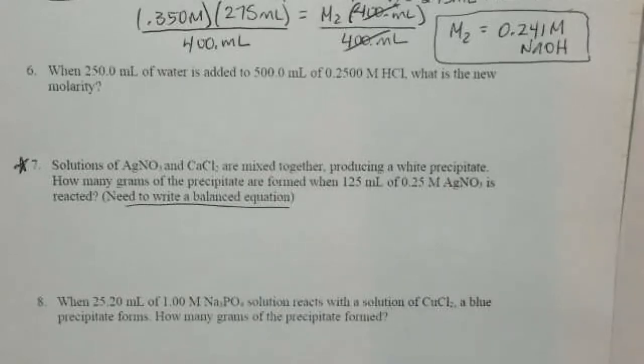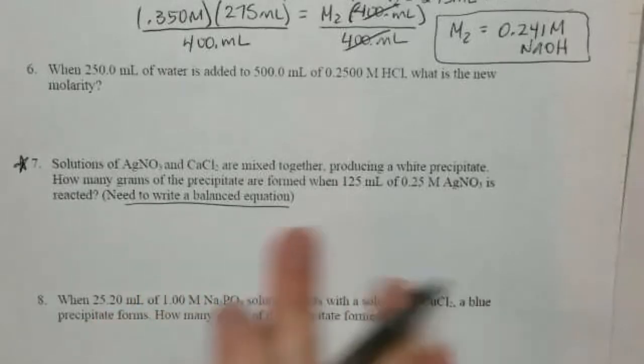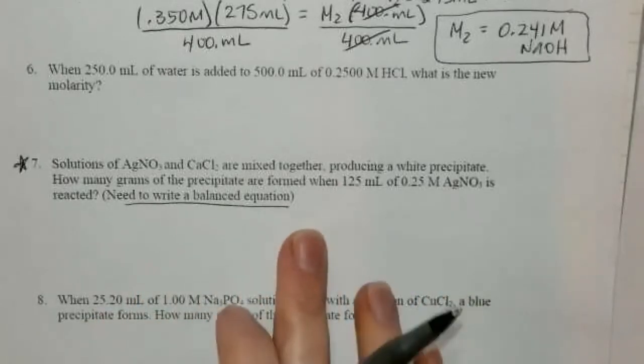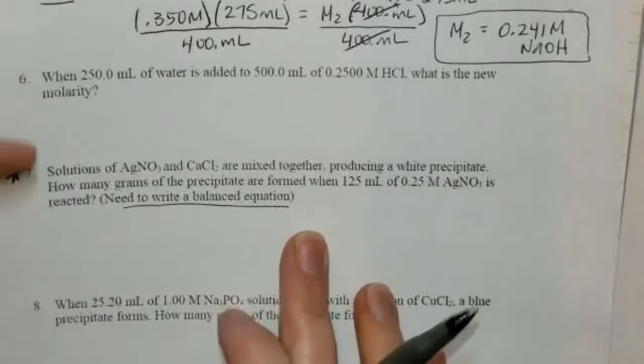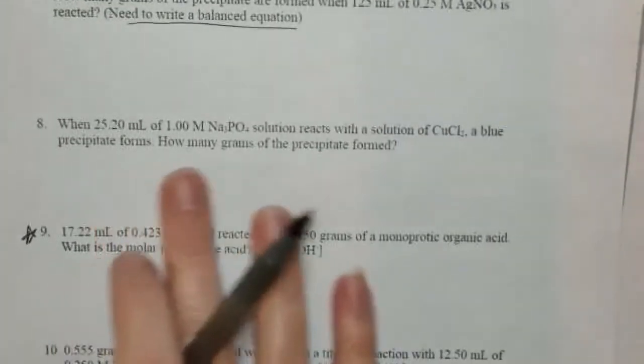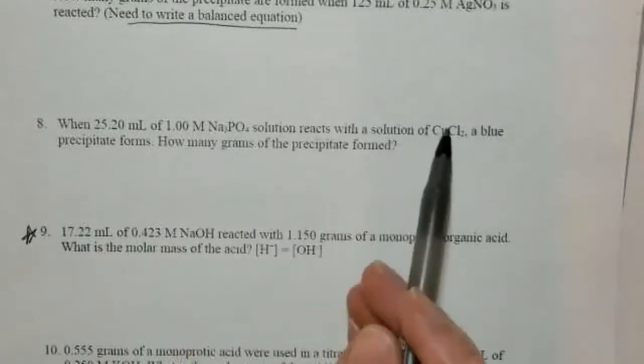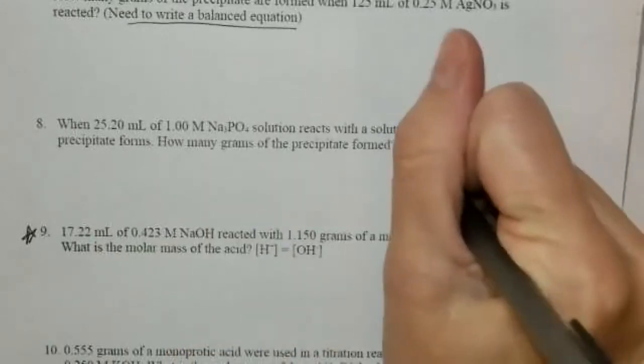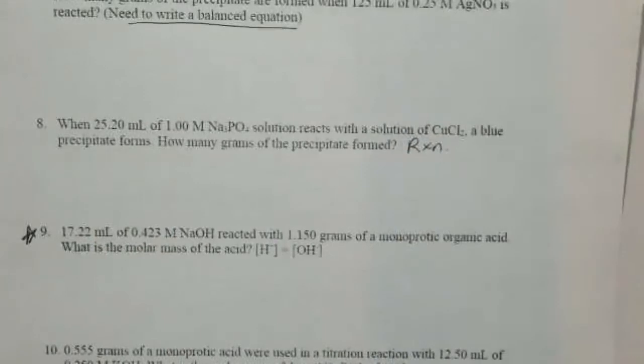We haven't quite got to double displacement reactions yet, so I'm going to come back to this question. If I look down at number 8, it'll be the same thing. I've got two different substances here, so the first thing I'm going to need to do is get the balanced chemical reaction.